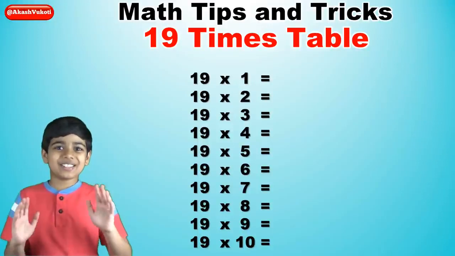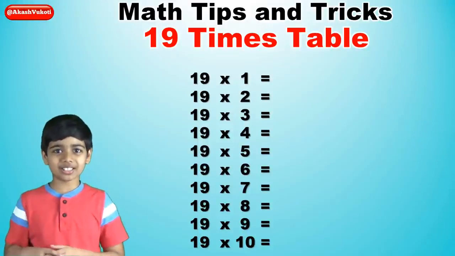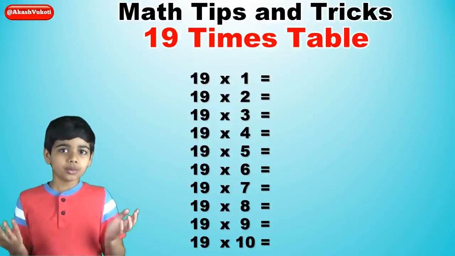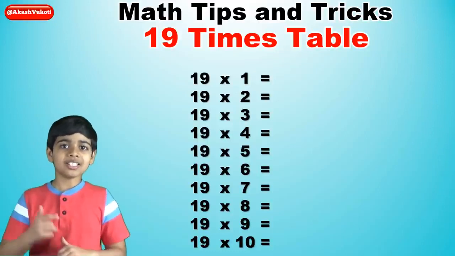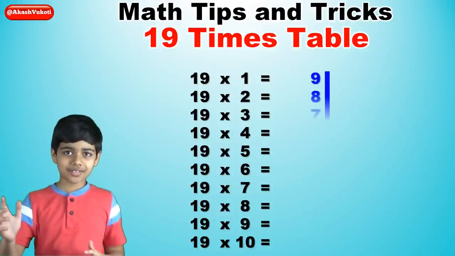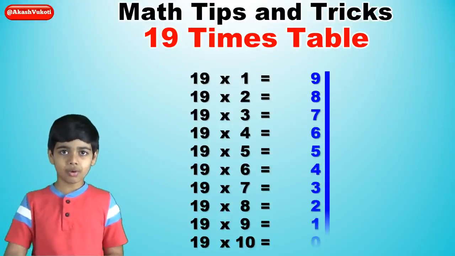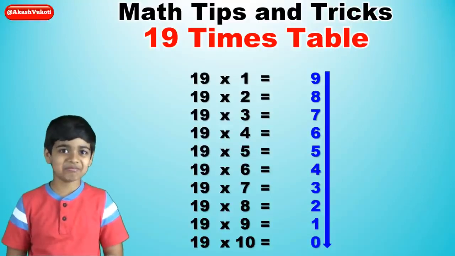So next, for the ones digits, this is the trick. We just write all of the numbers from 9 to 0, which is descending order. So 9, 8, 7, 6, 5, 4, 3, 2, 1, and 0.